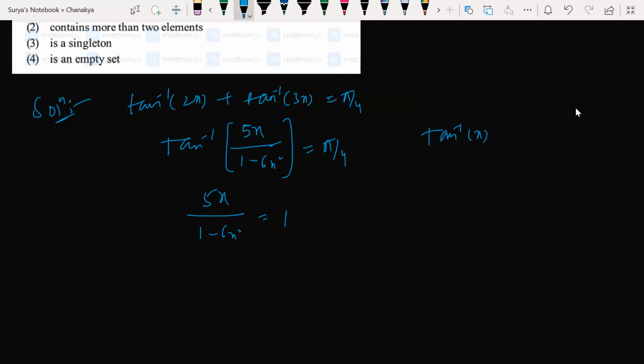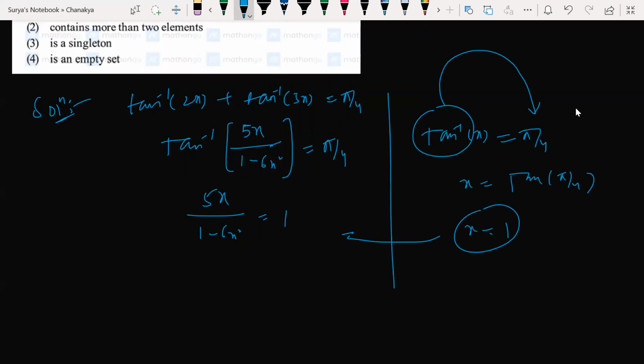Tan inverse of x is equal to pi by 4 is nothing but x value can be 1. How does this tan inverse x go and jump here? It becomes tan of pi by 4. So x will be 1. So that is how I just use it here. All right, so simplify this now.